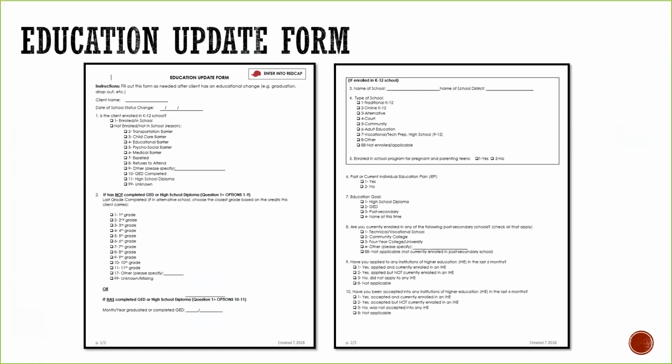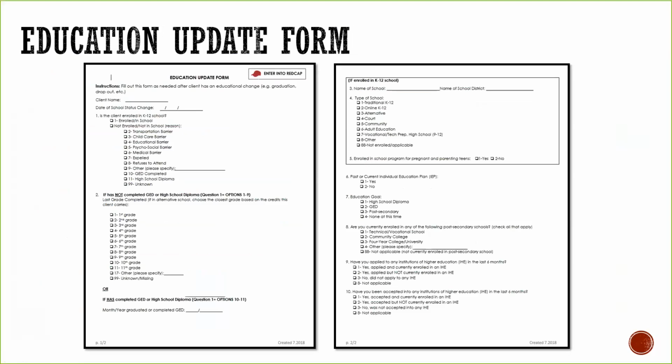Next, we look at the education update form, which is to be filled out after a client has an education change, such as graduation, dropout, earning a GED, etc. This form allows you to keep track of where students are in their education, which is an aspect of clients' lives that can change often. It's important that you track changes in education status, as these are critical outcomes of the program. We need to know if folks got their GED, if they dropped out but then re-enrolled in school, or even if they stayed in school.